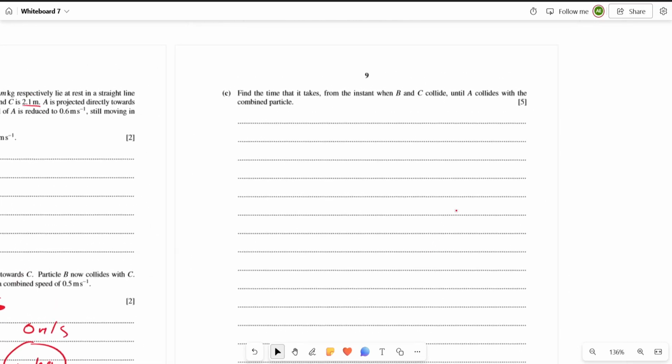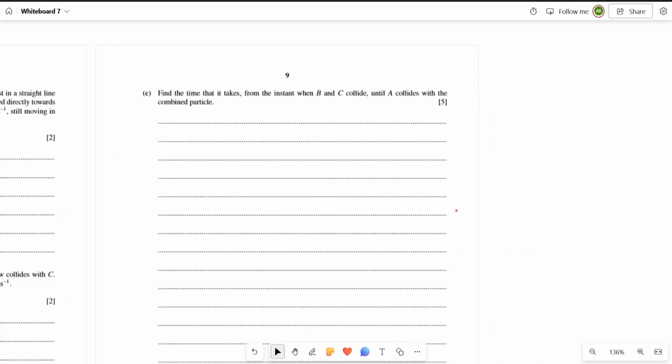They're super simple. This is where I want you guys to focus with me. So let's read and think about this. C tells me to find the time that it takes from the instant when B and C collide, so from the second collision, until A collides with the combined particle. Okay, let's think about this.